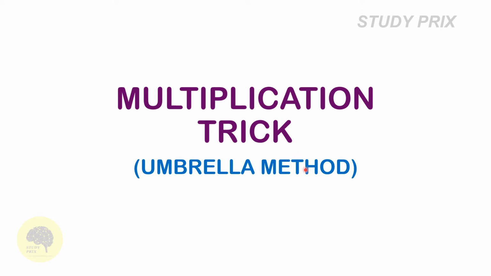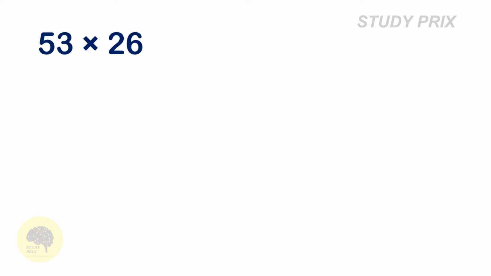We are going to learn the tricks in solving multiplication of any two-digit number in less than 5 seconds. Let's go to the question. The question given here is the multiplication of 53 and 26. This is ones place and this is tens place. Here also this is ones place and this is tens place.